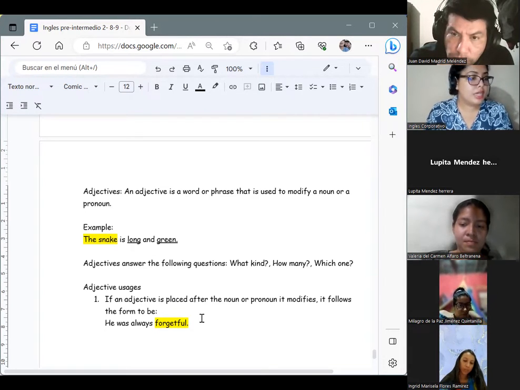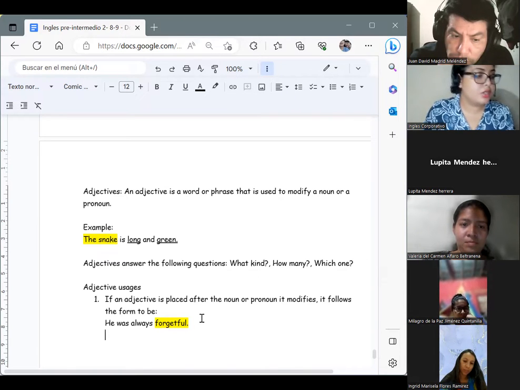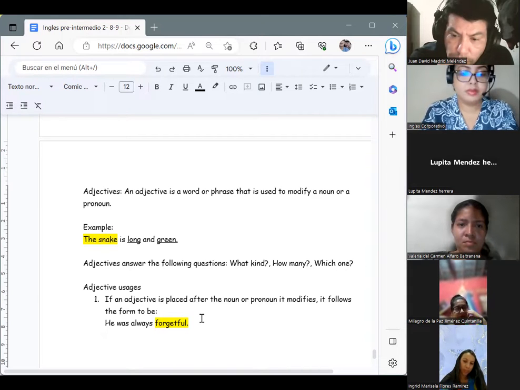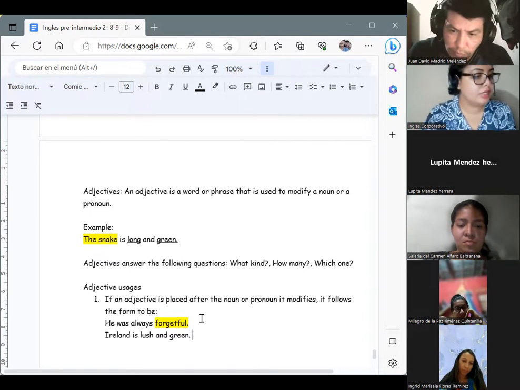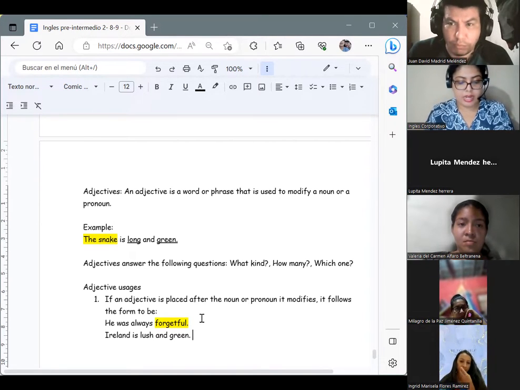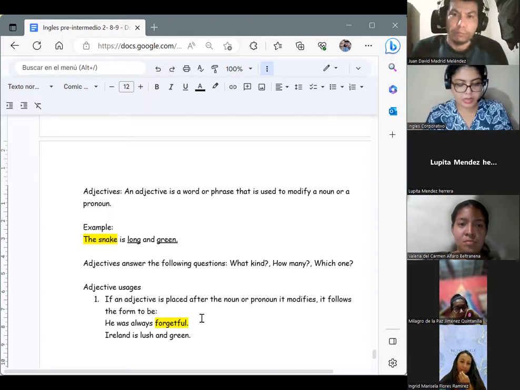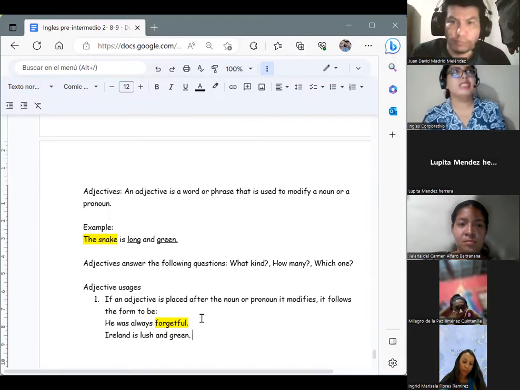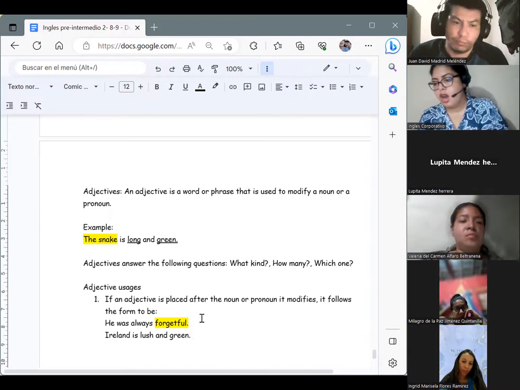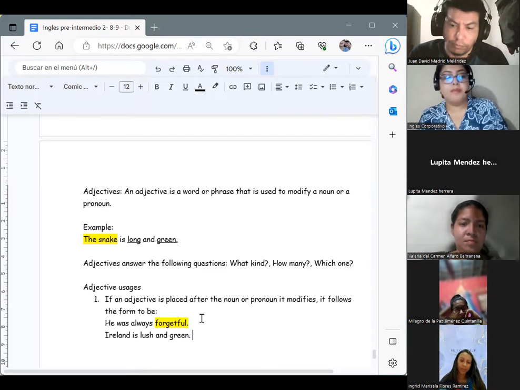Next one. Island is lush and green. So in this case, we're saying that both lush and green are adjectives that are modifying the word island. In this case, when we are using adjectives, we can use a lot of adjectives. It is not like a limit of a word that we can use. If you want to describe a house, you can use like three or four adjectives.